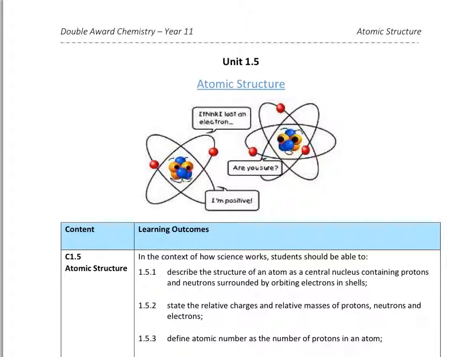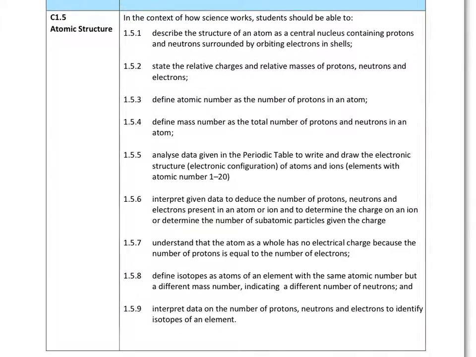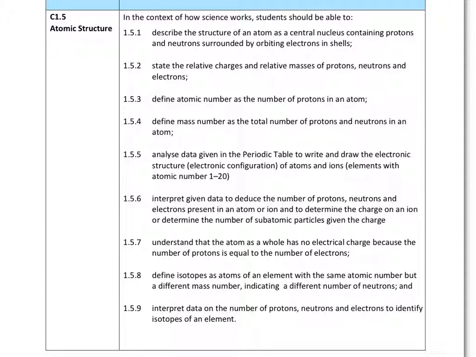In the last topic, we talked a lot about atoms, but now we're going to have a closer look at atoms, what they really are, what they're made up of, how they're arranged, and so on. So if you have a look down your first page of your booklet there, you can see the specification for this topic. So these are all the things that we need to learn in this topic, and we're going to be focusing on the first few today.